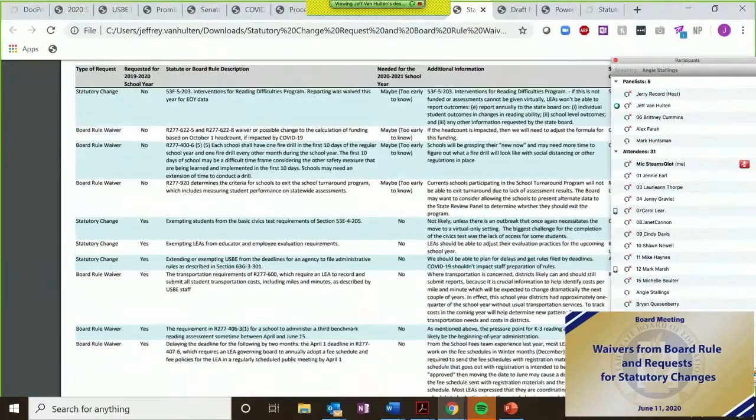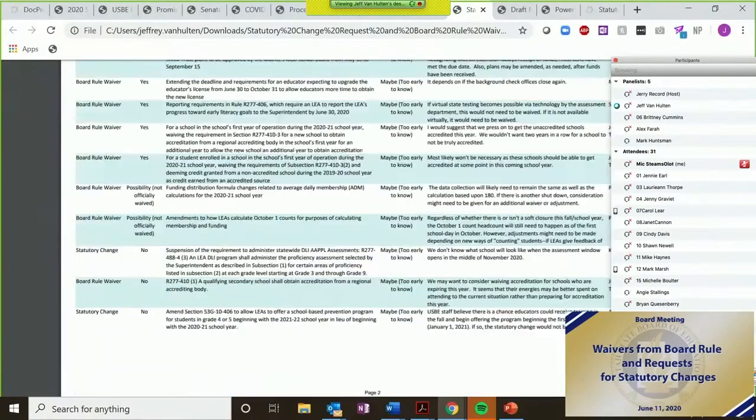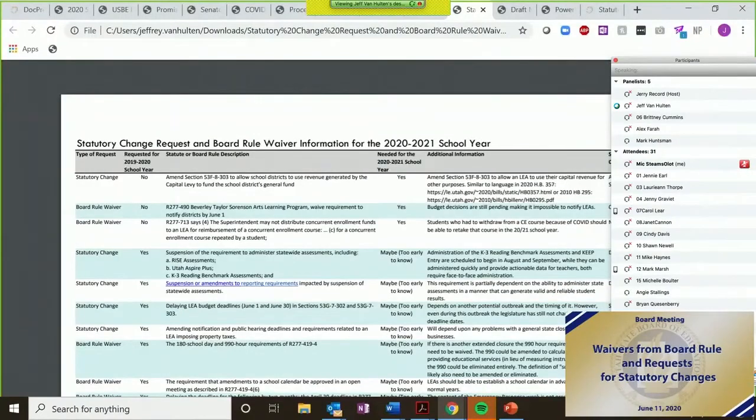So what we did to start this document is we started with the list of requests for statutory changes and requests for board rule waiver that you had already approved for the 2019-20 school year, to see if, here's some flexibility we provided for the 19-20 school year. Do we think we will need that same flexibility for the 2021 school year? You can see that of the list, there's really only 3, and one you just took care of with the last motion for the statutory change.